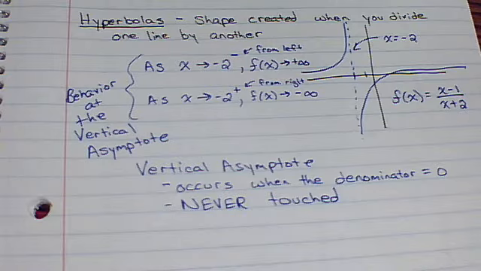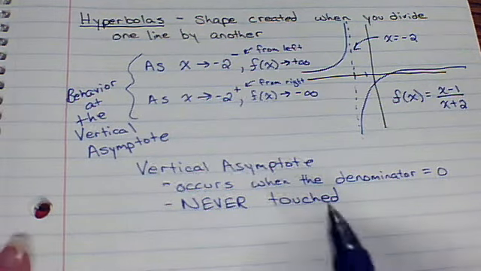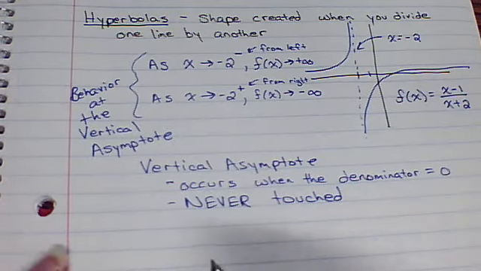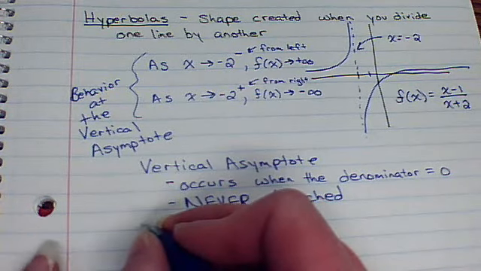Now let's look at a few of these and see if we can figure out what would be the vertical asymptote. If it occurs when the denominator is 0, that's really all we have to look at. Now there's something else that I want to mention here before we go on. We can also find our x-intercepts very easily.